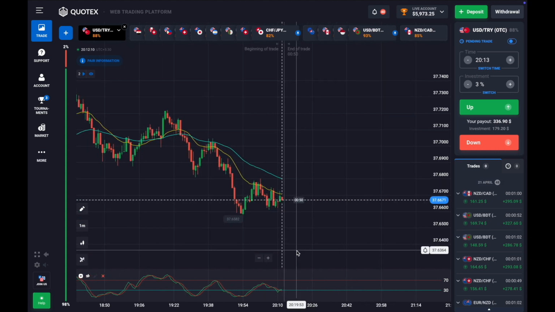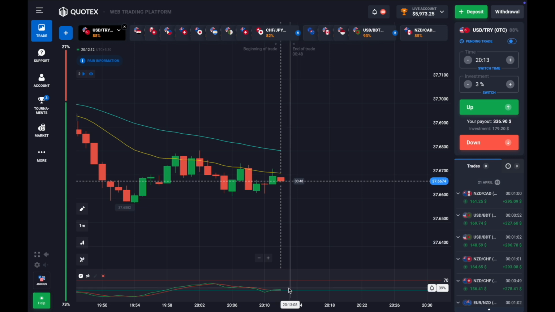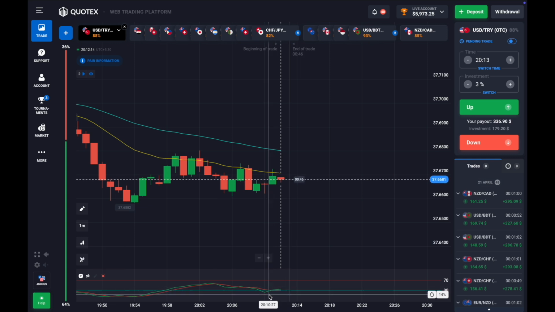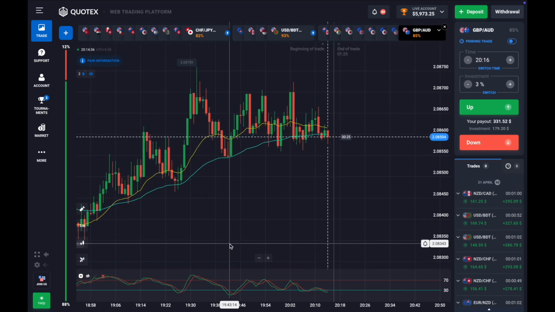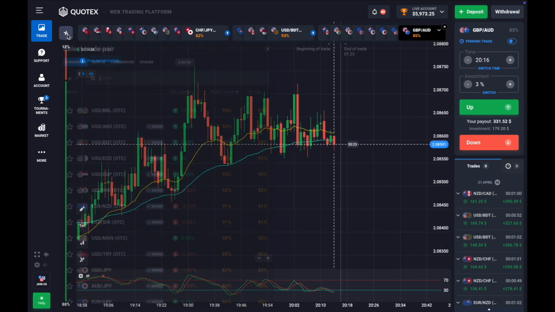Okay, with the help of these two sets of indicators we will find our trades, and I will give you some live trade examples. So let's find the perfect chart so that I can place some of my trades.